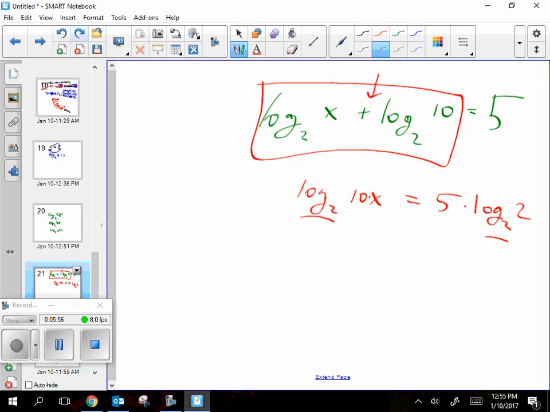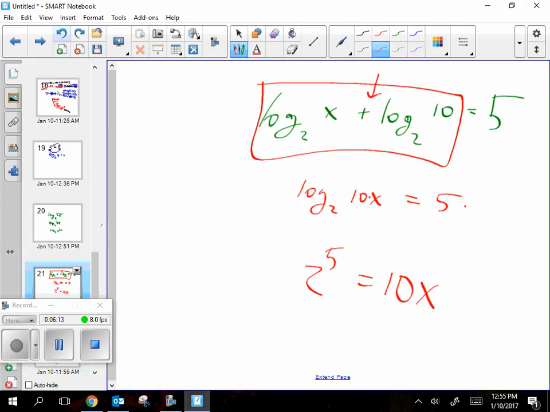Another option was, if I got stuck right here, Mr. Server always said that when you get stuck, you try rewriting. Watch. 2 to the 5th equals 10x. I know, that's much easier. But it is important to know that you can, if you need to, put a log in on both sides.